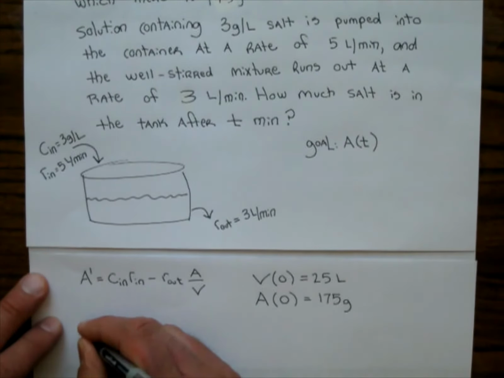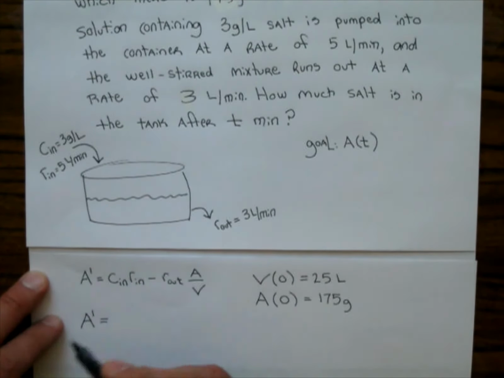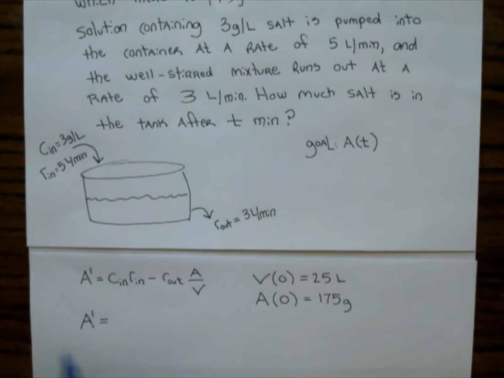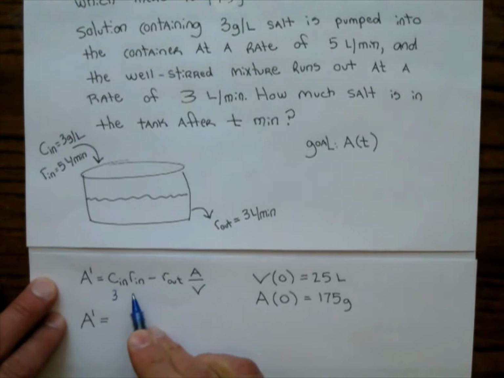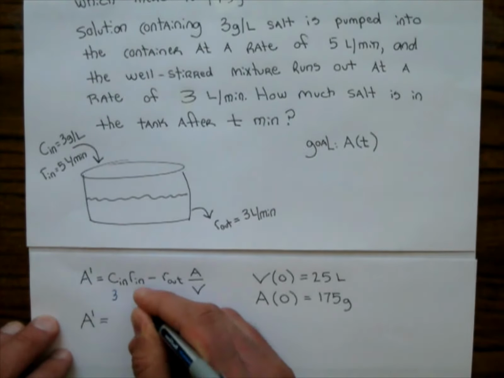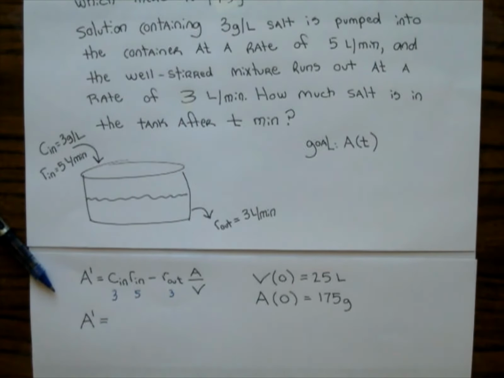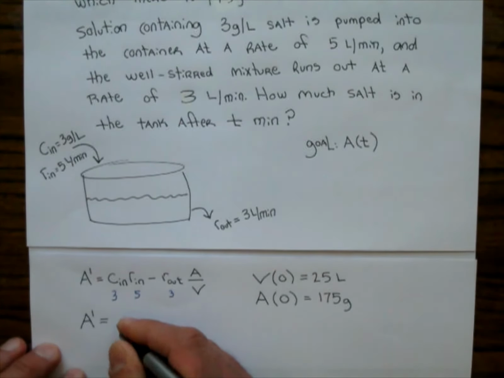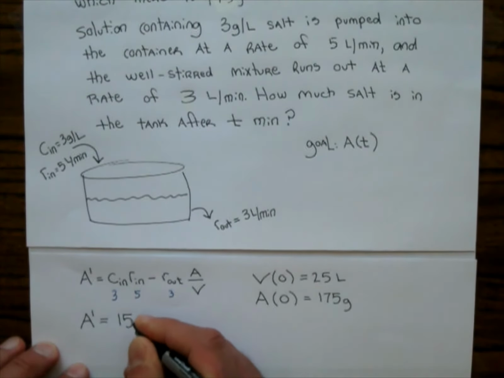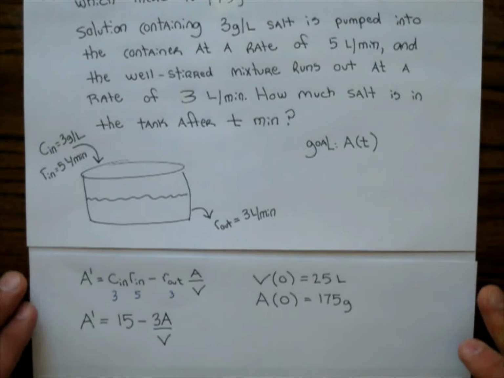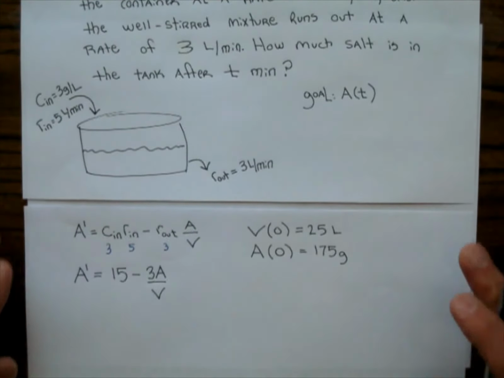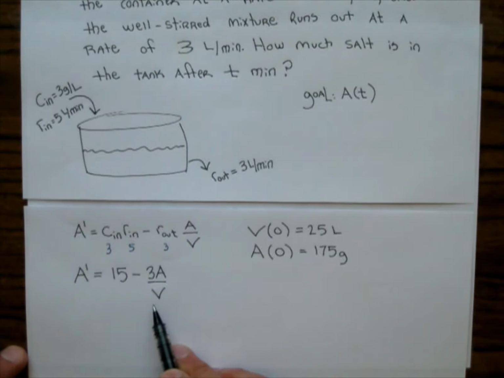Let's go ahead and write out this differential equation with the constants. A prime equals Cn, which happens to be 3, Rn is 5, R out is 3. So my equation says A prime equals 15 minus 3A over V. And so we have that there. Everything's a function of t.